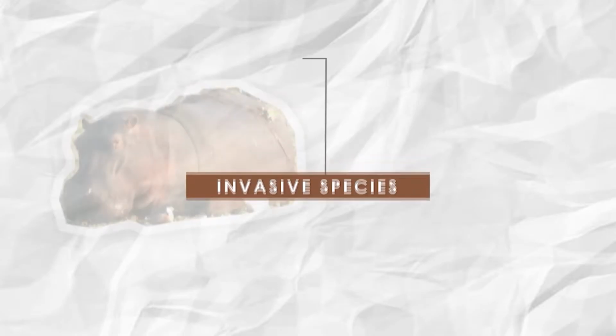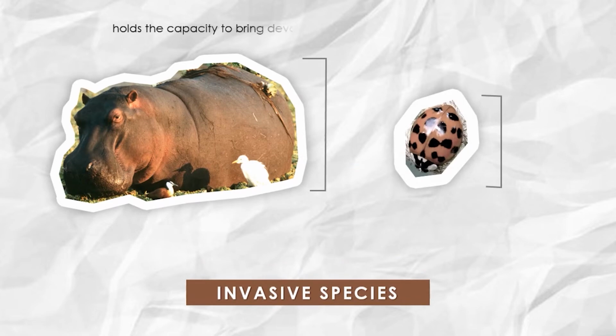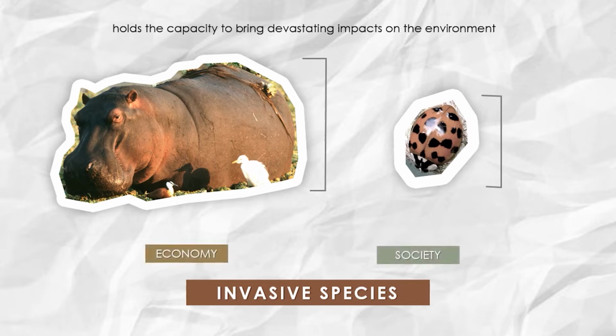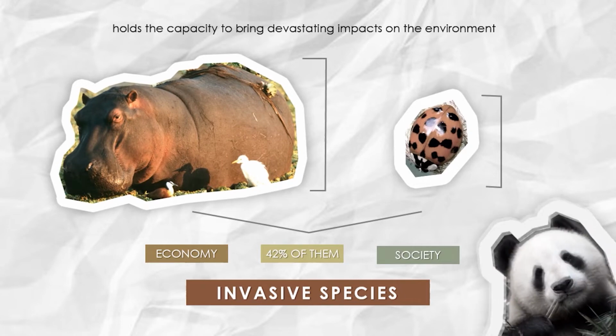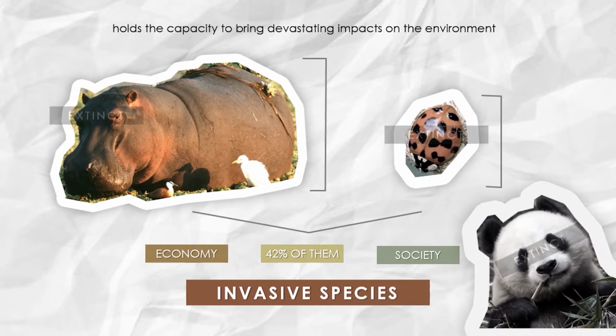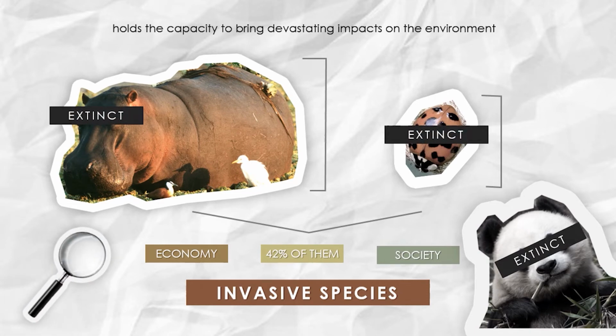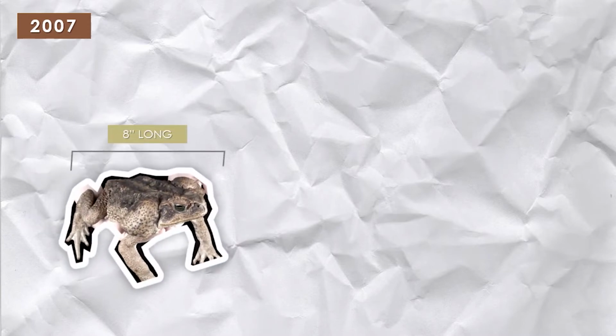Invasive species, large or small, hold the capacity to bring devastating impacts on the environment. Not only will they negatively affect the economy and society, around 42% of the animals, especially the endangered species, are at huge risk of being extinct. With that said, this kind of species shouldn't be looked upon lightly, for they are among the leading threats to native wildlife. In 2007, a huge cane toad, over 8 inches long and weighing nearly 2 pounds, was captured.